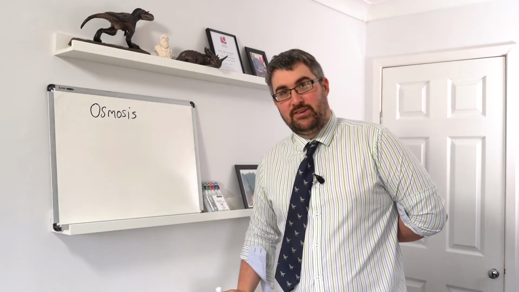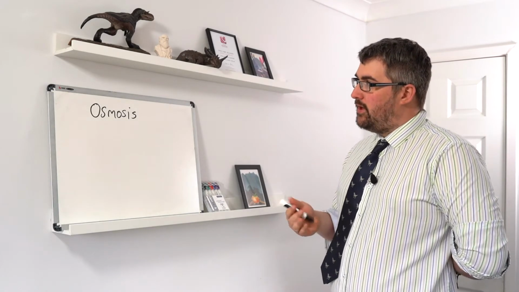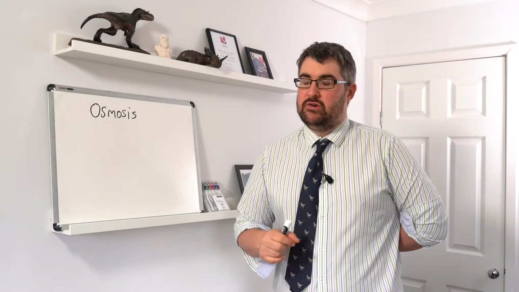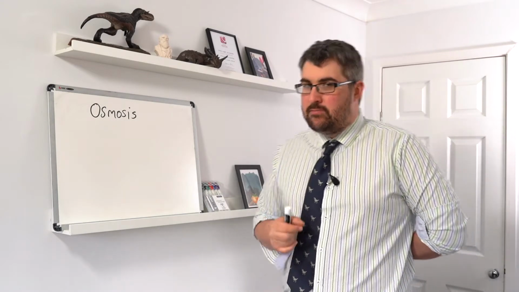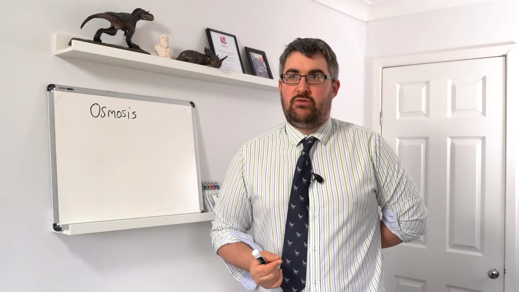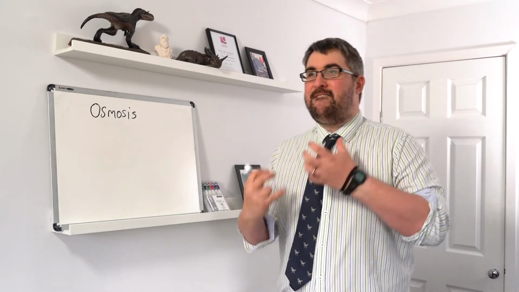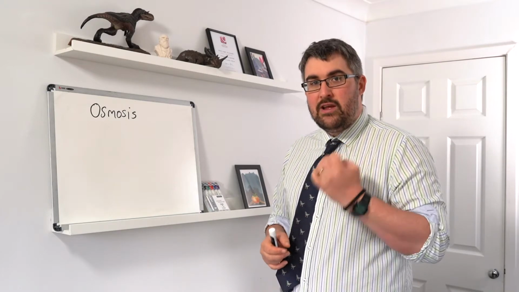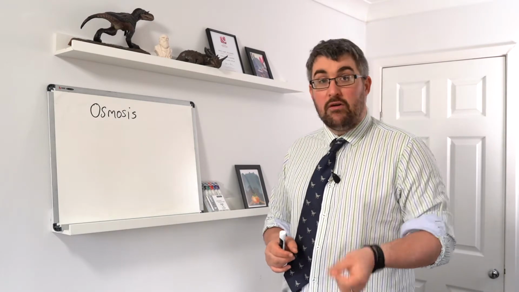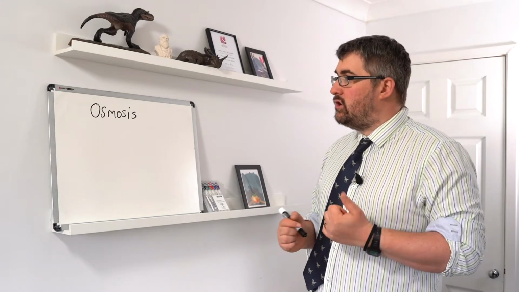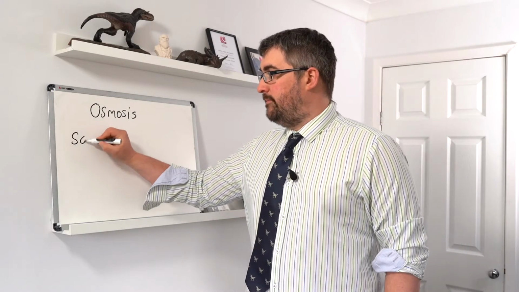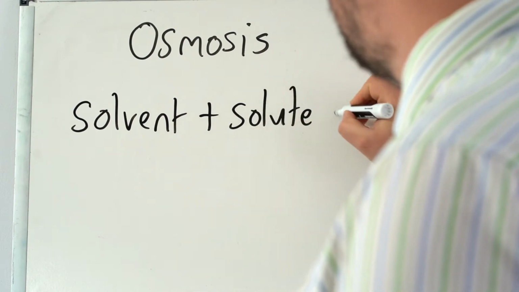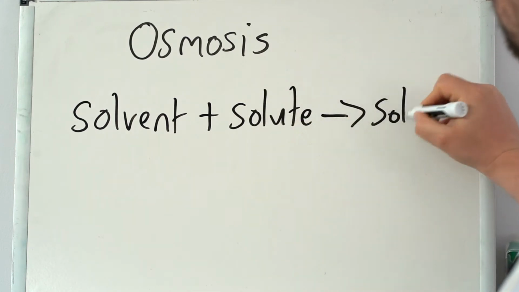Right then, osmosis. This one is a special kind of diffusion. It's the diffusion of water molecules. But it is more complicated because we're not dealing with just water. It's affected by other solutes in solution. So we've really got to have a really good understanding of what a solution is. A solution is where you've got a solvent, in this case water, and a solute. And that makes a special kind of mixture that we call a solution.